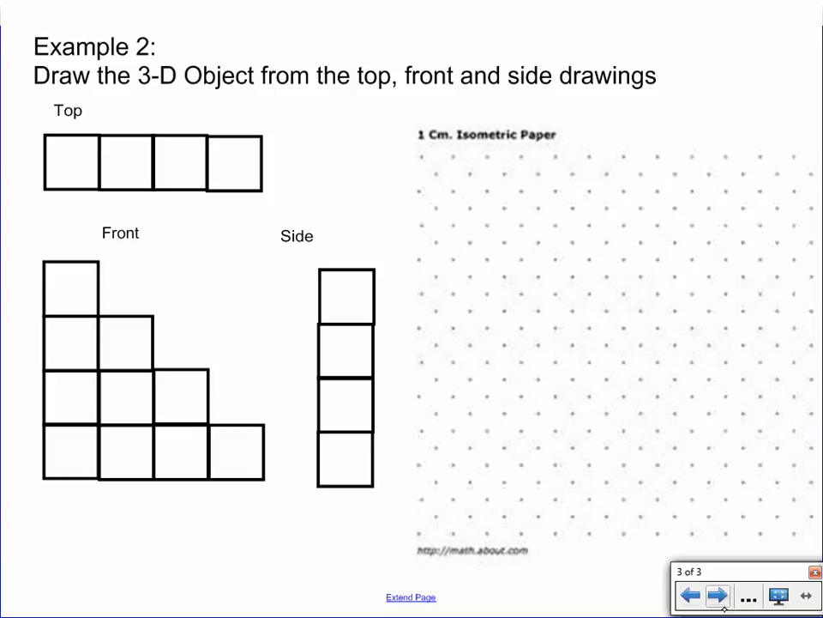To make it a little bit easier, I've already put on a picture of some isometric paper, which you should be able to get a hold of somewhere to help you out with the 3D, because sometimes that can get difficult. What I like to do is start with the top and side, getting those first, and then make it into the front.